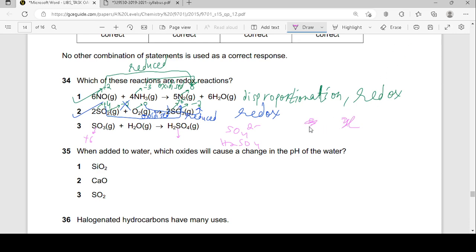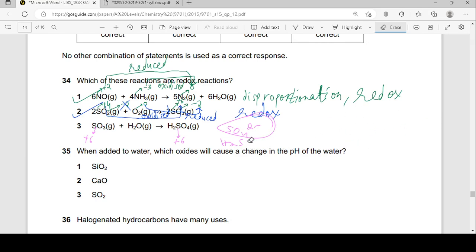Oxygen is -2, and there are 4 of that, so -2 times 4, and the charge of the whole ion is -2. So X plus (-8) equals -2, so X equals +6. So this is +6. So +6 to +6, there's no change. Neither do the oxidation states of hydrogen or oxygen change here.